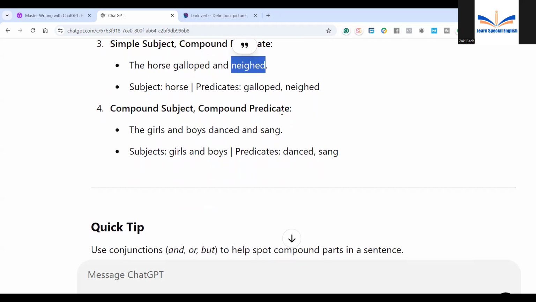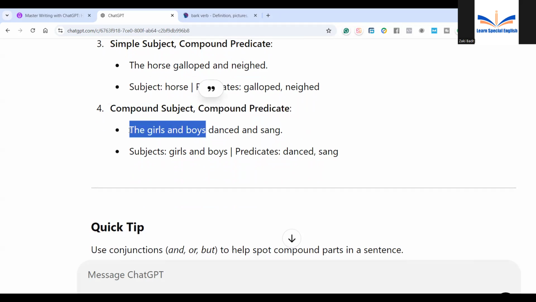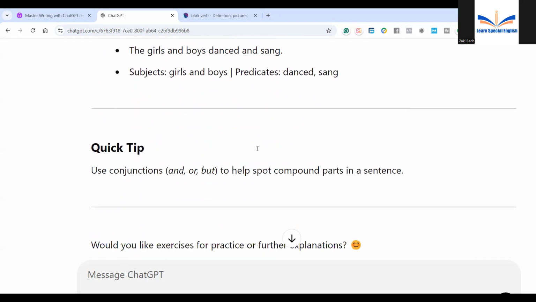Compound subject: compound means at least two or more. Compound predicate means two or more verbs. So the girls and the boys, two subjects, act as one. The girls and the boys danced and sang. So the first verb, the second verb. This is a compound predicate.